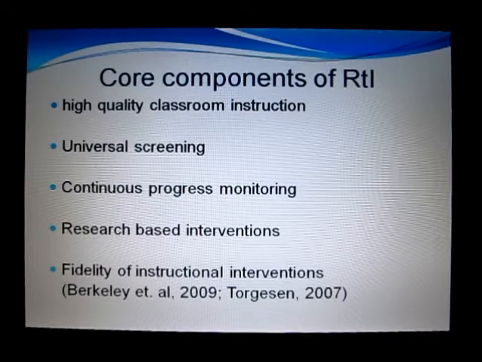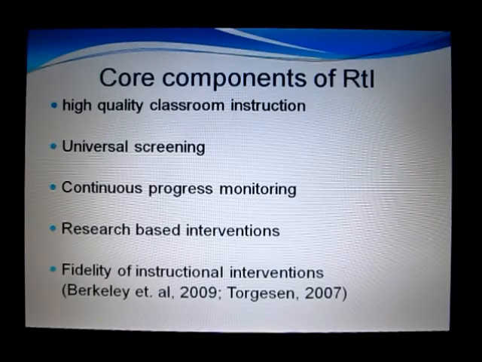You can't just put kids into a tier and leave them there and never come back to see if they've moved. That's more like tracking than response to intervention. The fourth component is research-based interventions. That's what you use within your tiers. And the fifth component is the fidelity of instructional interventions.